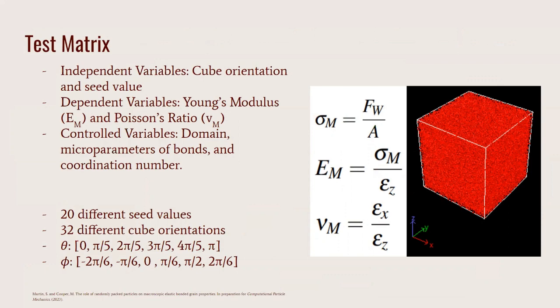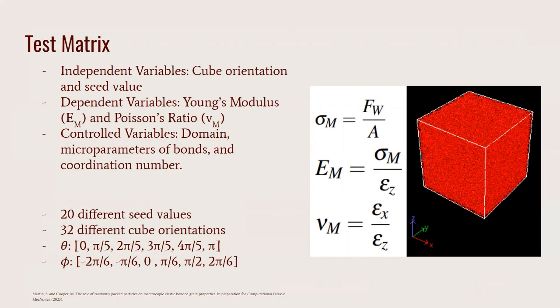It chooses a number between 1 and 25,565 to generate different particles based on the seed. The extracted cube is then rotated in the theta and phi directions. The dependent variables of this research are the macro-scale Young's modulus and Poisson's ratio calculated from each virtual cube.